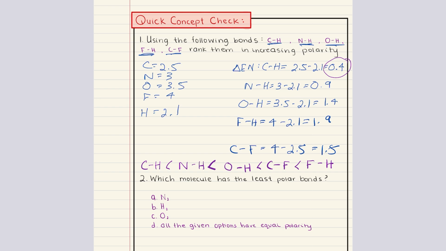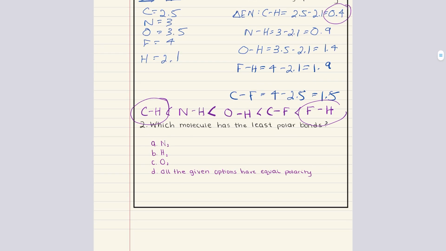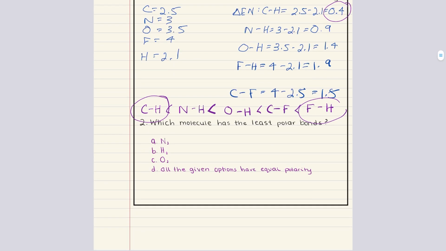So again, this tells us that the carbon-hydrogen bond is the least polar, while the fluorine-hydrogen bond is the most polar among the given choices. Now for the second question, it asks which molecule has the least polar bonds. The choices are N2, H2, O2, or all the given options have equal polarity.